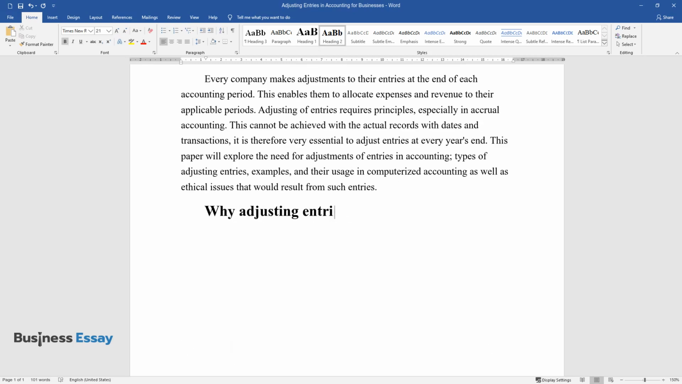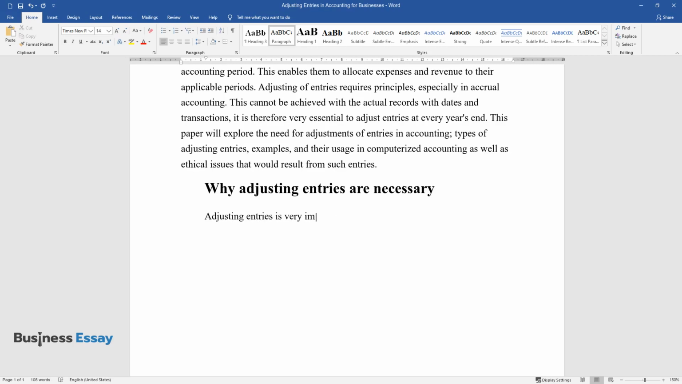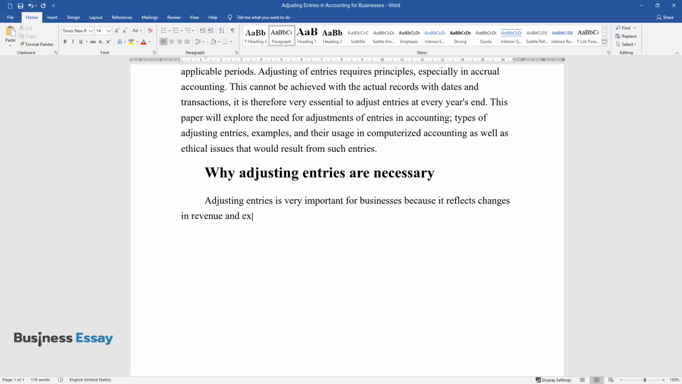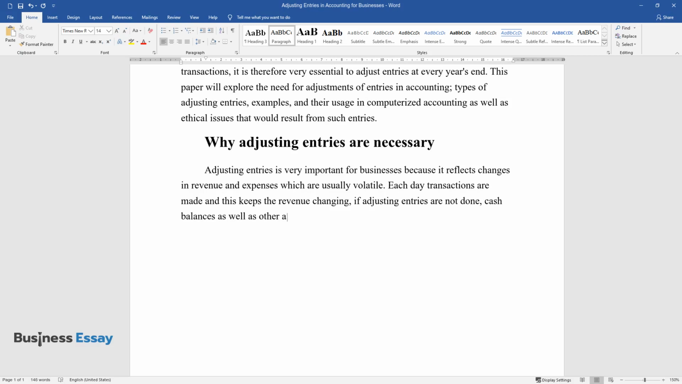Why adjusting entries are necessary. Adjusting entries is very important for businesses because it reflects changes in revenue and expenses, which are usually volatile. Each day transactions are made, and this keeps the revenue changing. If adjusting entries are not done, cash balances as well as other accounts like receivable accounts will show wrong values.